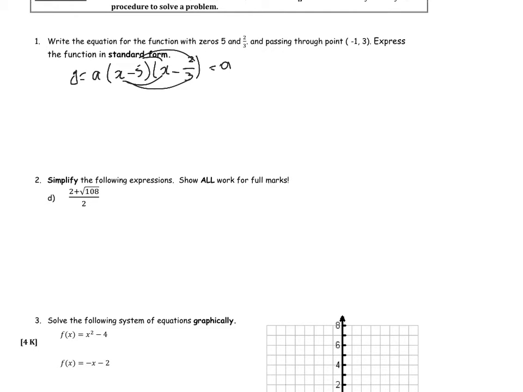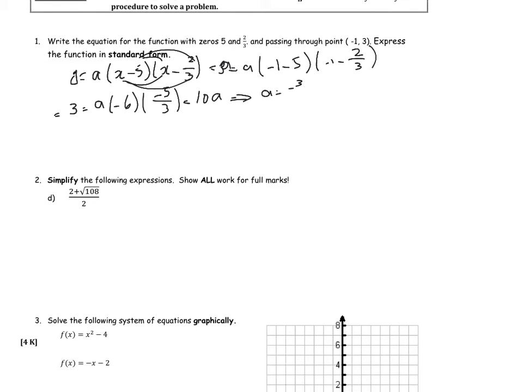So from here I get that 3 is equal to a times negative 1 minus 5, times negative 1 minus 2 over 3. Now this becomes 3 is equal to a times negative 6 times negative 5 over 3, which is going to give me 30 over 3, which is 10a. So from here, a becomes 3 over 10. So our equation becomes y is equal to 3 over 10 times x minus 5 times x minus 2 over 3.